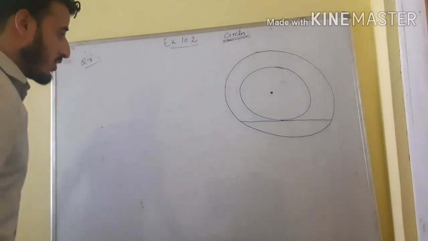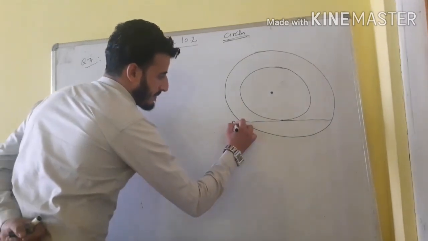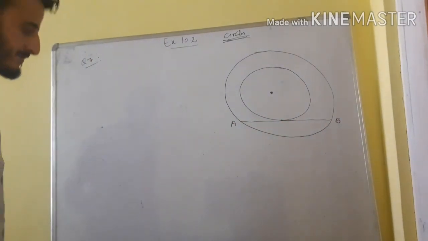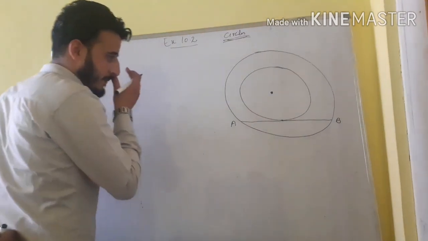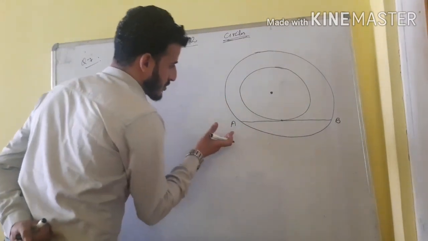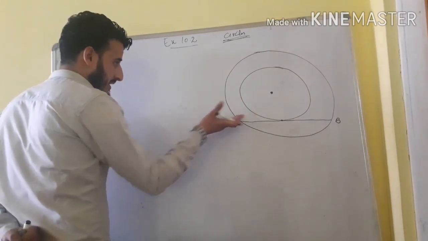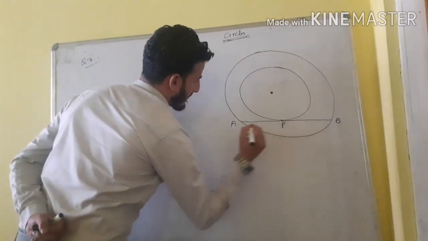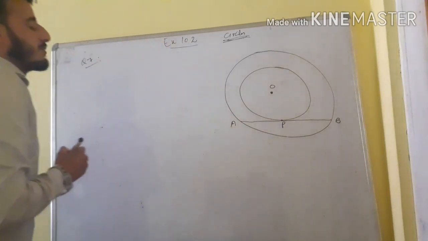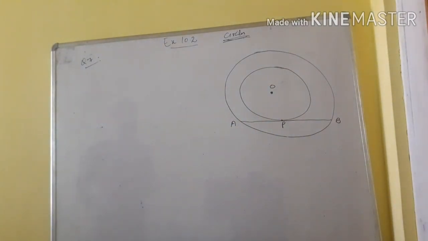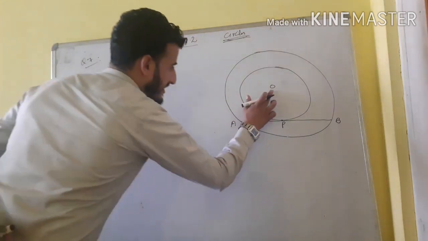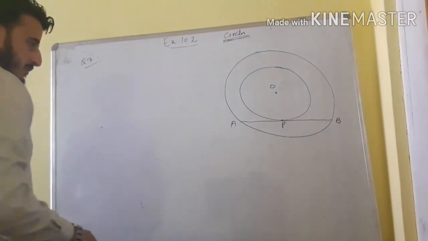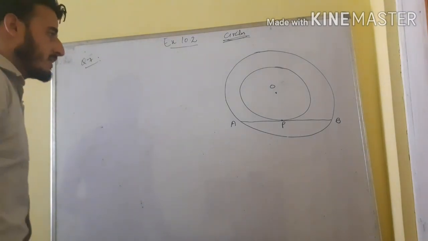Okay, so let's consider AB as the chord of the circle, passing through the larger circle and touching the smaller circle at point say P. O is the center of both circles, right? So what we need to show is we need to find the length of this AB. We need to find the length of AB here.